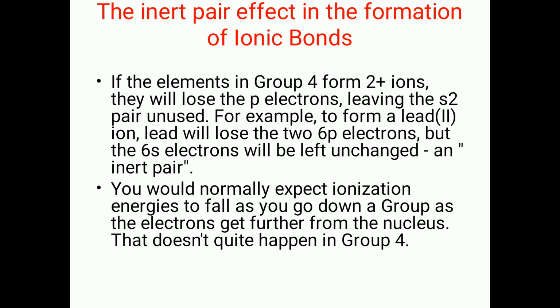The inert pair effect in the formation of ionic bond. If the elements in group 4 form 2 plus ion, they will lose the p electrons, leaving the s2 pair unused. For example, to form a lead 2 plus ion, lead will lose the 6p electrons, but the 6s electrons will be left unchanged as an inert pair. You would normally expect ionization energies to fall as you go down a group, as the electron gets further from the nucleus. That does not quite happen in group 4.